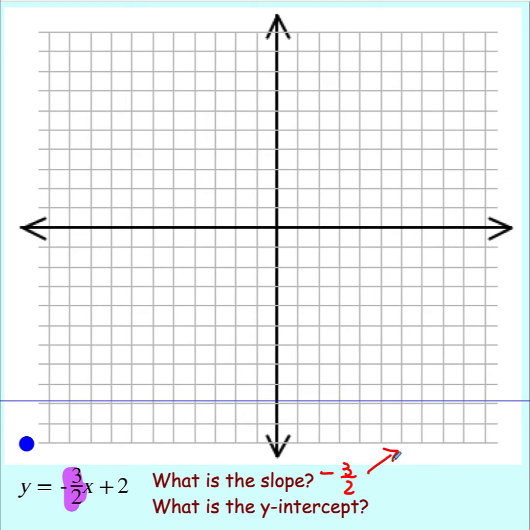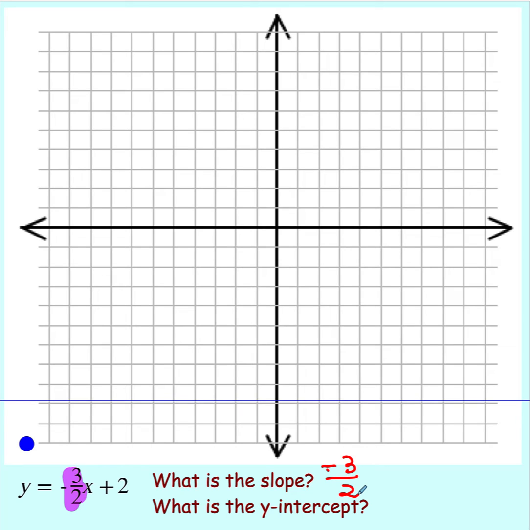Depending on how I want to do this, I can think of it as negative 3 over 2 or 3 over negative 2. I just need to choose one. Most people tend to put the negative in the numerator, and it doesn't matter at all, as long as you assign it to just one of them when the slope is negative.